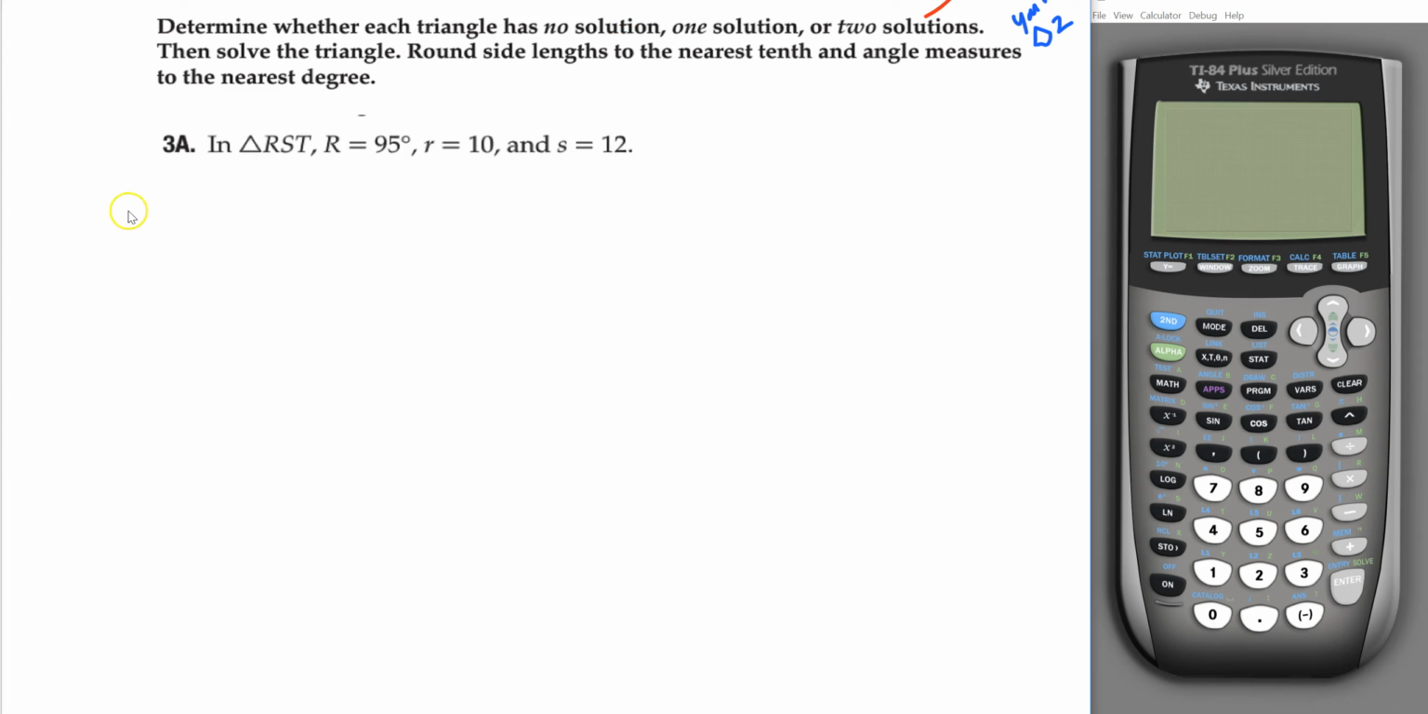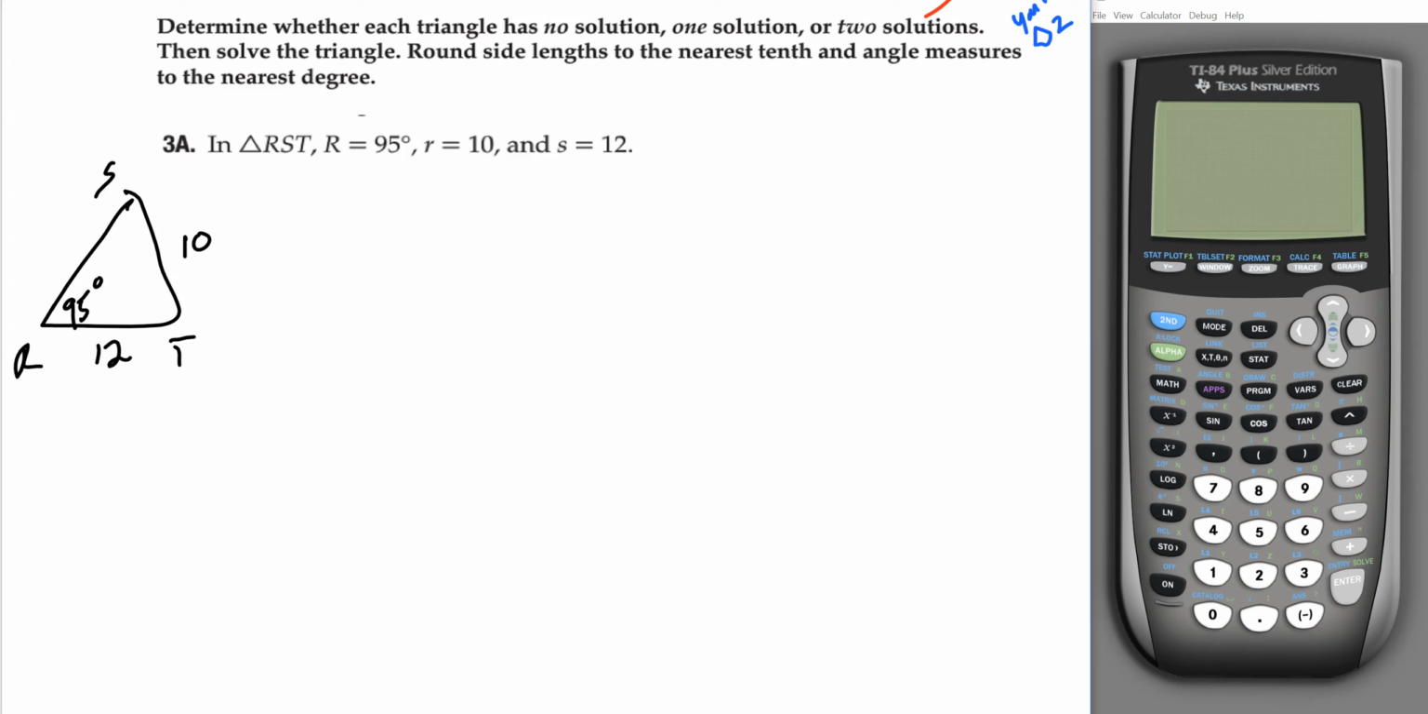So triangle RST. Angle R is 95. Little r is 10, so that's across the way. And then little s is 12. Right away, you should notice that I have 2 sides and an angle. So this is the ambiguous case. So step 1, just try to solve for the triangle.